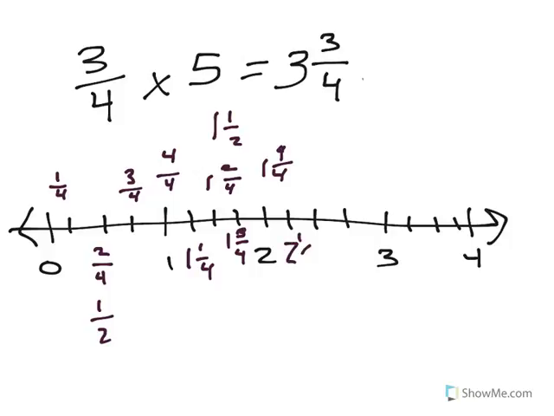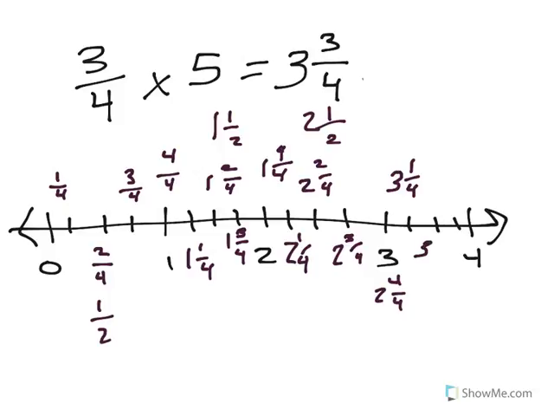2 1/4, 2 2/4, which is the same as 2 1/2. 2 3/4, and then 2 4/4 would be 3. 3 1/4, 3 2/4, or 3 1/2, and 3 3/4, and then 3 4/4 would be 4.